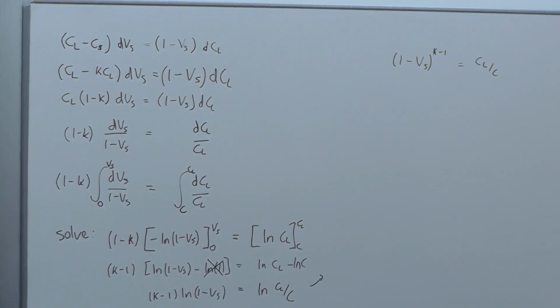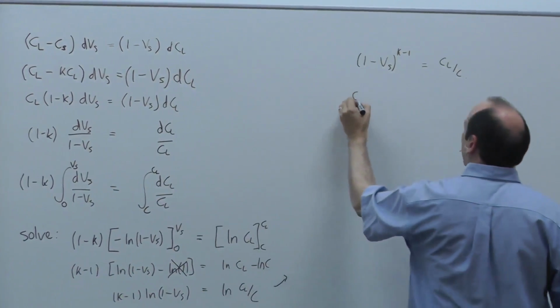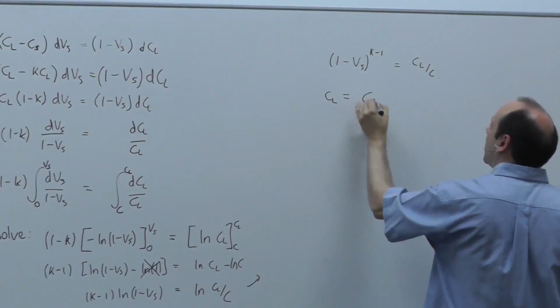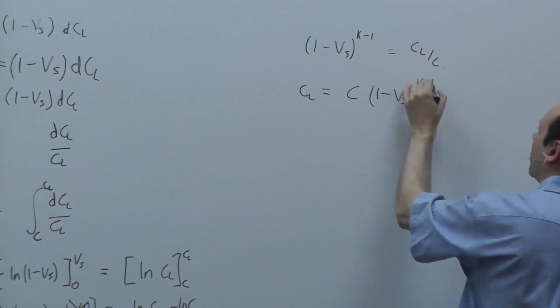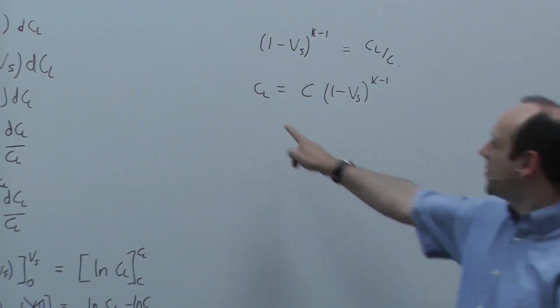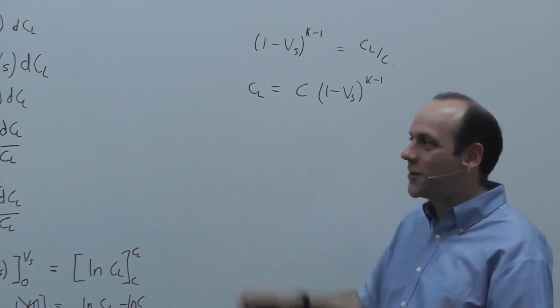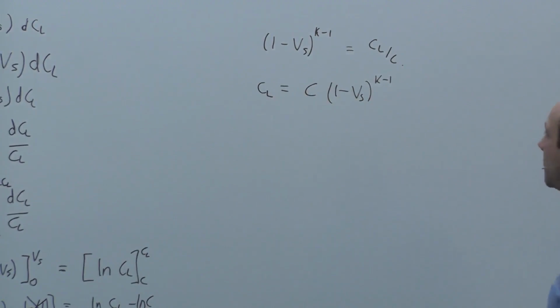And so finally we can say that the composition of the liquid is equal to C times 1 minus Vs to the k minus 1. And if we wanted to know the solid composition, because we can't really measure the liquid composition after we've finished the solidification process, what we're interested in is what's the variation in the solid composition.